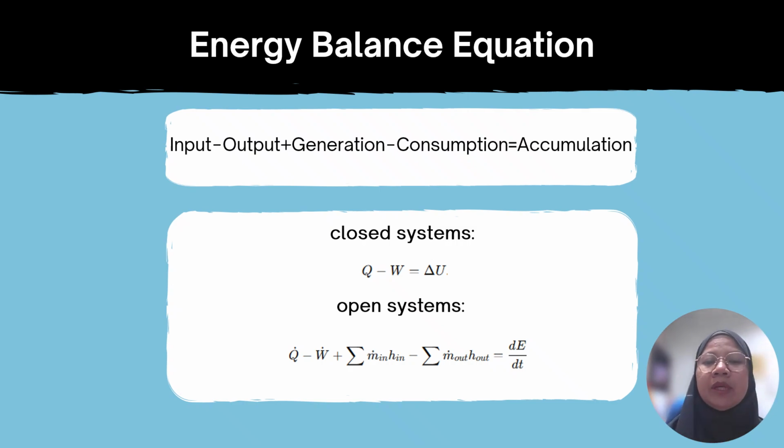Q, heat, minus work, plus the flow rate of energy into the system by the stream, minus the flow of energy out of the system in terms of enthalpy. This is equivalent to delta E, or the accumulation of energy over time. This is the form that is most useful in engineering applications like turbines, pumps, compressors, and also heat exchangers.